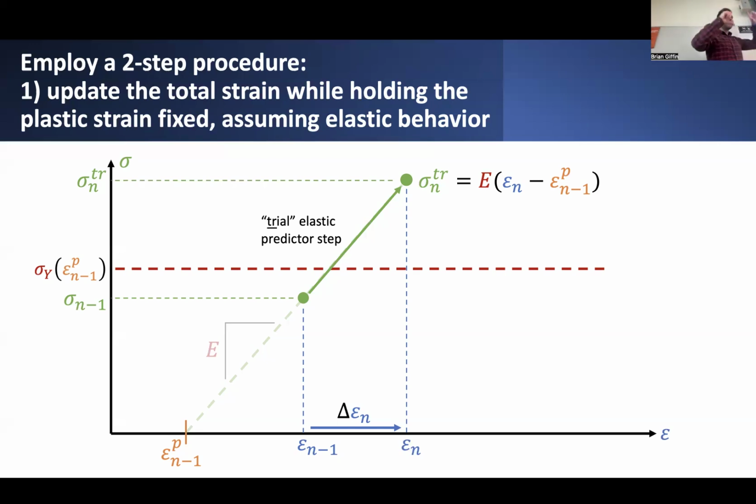So it's kind of like what you're doing in this two-step procedure is first, update the state of the material, assuming elastic behavior by only incrementing the total strain, and then come back during the corrector step and update the plastic strain, holding the total strain fixed.